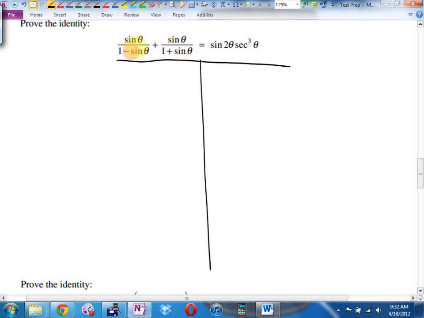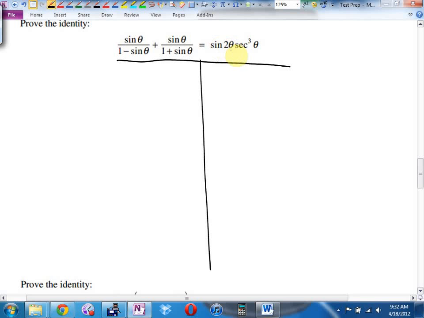In fact, this is very similar to one that we did earlier today with the 1 minus sine and the 1 plus sine. I think I'll end up with a 1 minus sine squared in the bottom. I think I'll end up with a cos squared in the bottom. I'm kind of trying to plan my attack. I don't know quite how it's going to go. I'm going to tackle the right side first because I have a feeling I'm going to do a little bit and then quit.